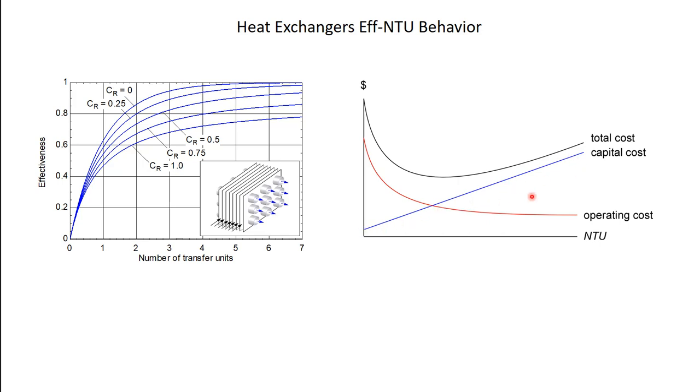There are entire books that tell you how to scale dollars with size of heat exchanger, but certainly it's going to go up monotonically and continuously, right? It's never going to stop going up. You don't get to a point where you get a free heat exchanger. So that's this blue line.